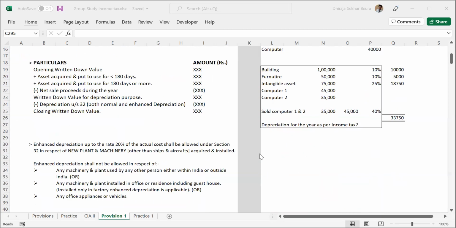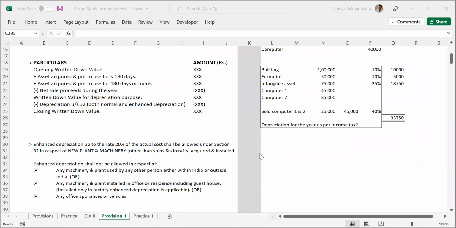Okay. Let's discuss the rates. There are 4 or 5 rates that I had told you to remember. What was the rate for buildings? 10% is the correct answer. 40% is for which asset? Computers and books. Computers and books is the correct answer.